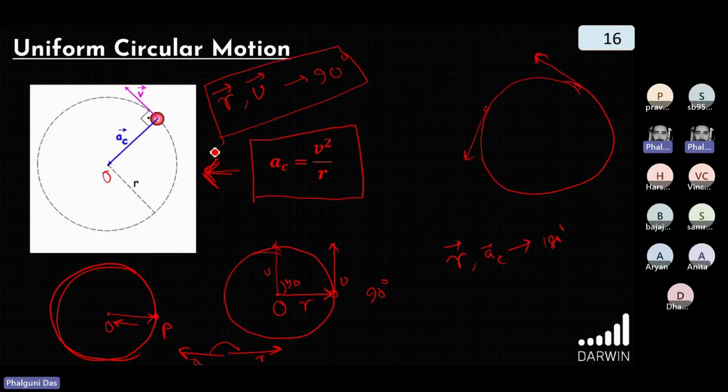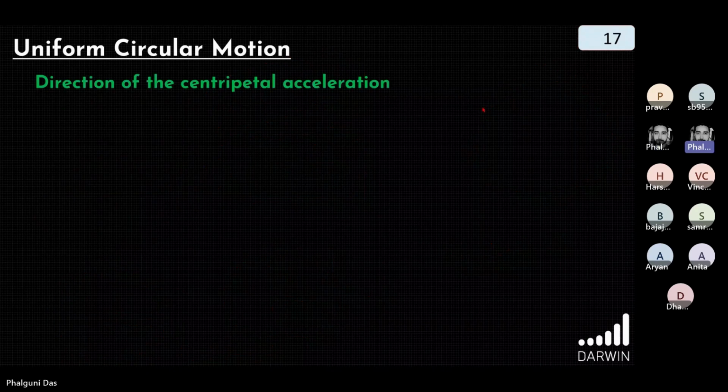So let's do both. That is, first we will see its direction, then we'll find out its value. So the direction of the centripetal acceleration, where does it point? Let's consider an object that is moving with a constant speed v along a circular path of radius r. So what happens? Let's take two different instances.